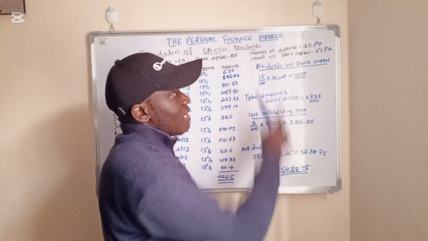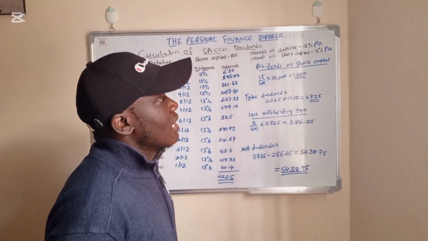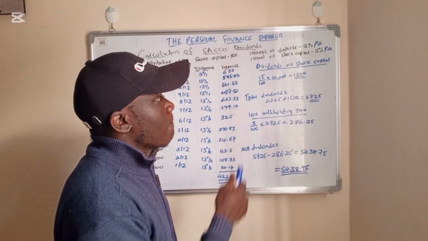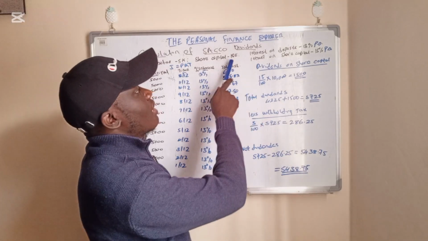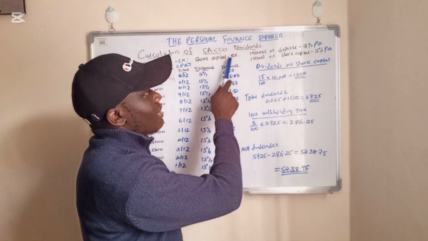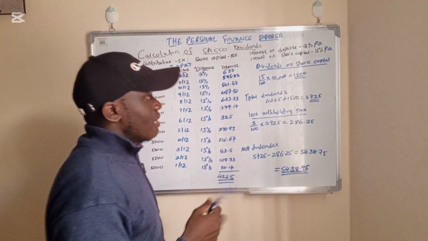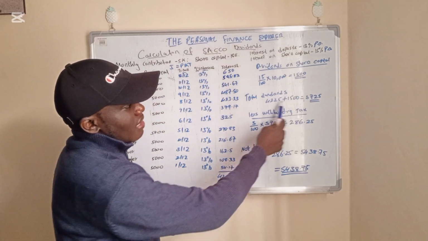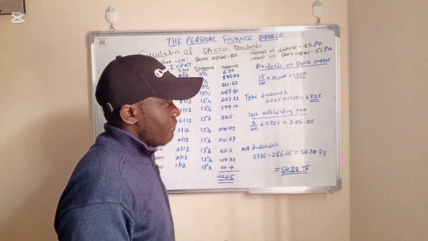Now we also have dividends on the share capital, and we are assuming that the dividends on share capital are being paid at 15%. So we do 15% of 10,000, that is 1,500. So the total dividends come to 42,250 from deposits, and we add the 1,500 from the share capital, we get 43,750.